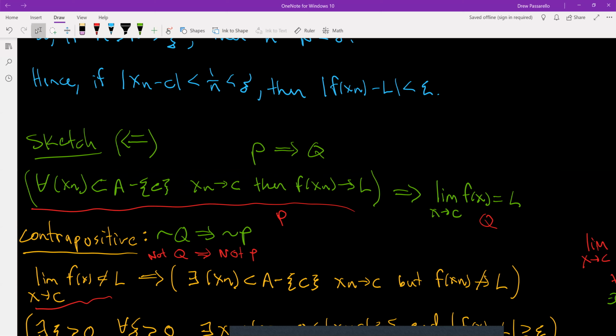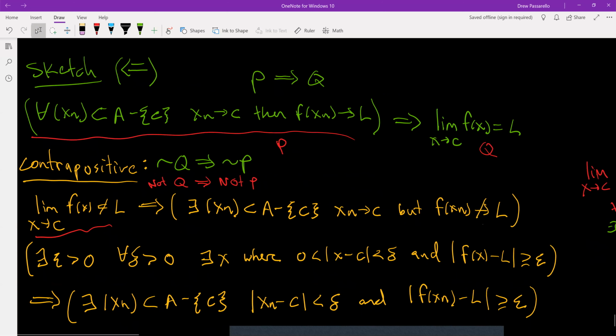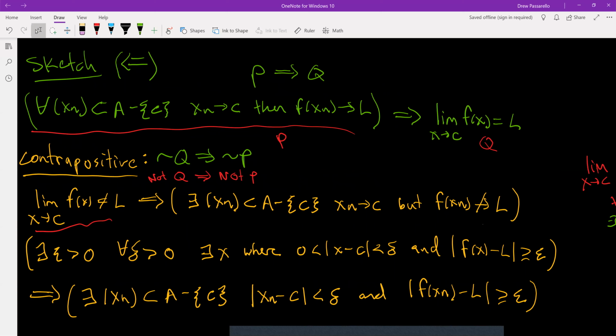Not Q would be the limit of f(x) as x approaches c does not equal L. And that means there exists an epsilon such that for all delta, there exists an x where |x - c| is less than delta, and |f(x) - L| is greater than or equal to epsilon. That is what it means for the limit of f(x) to not equal L. All right, that's our not Q. So we're going to assume that and then show not P.